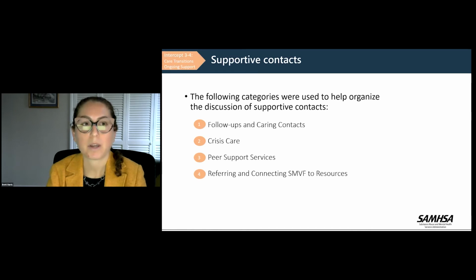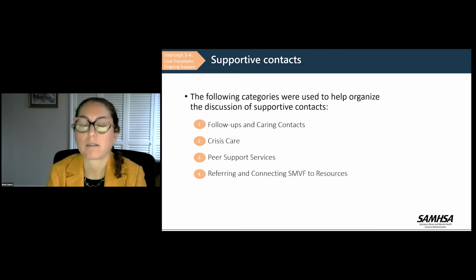So Intercept 3 and 4, we're going to cover together on supportive contacts. And there's really a lot of information here. So we broke it down a few different ways. So follow-ups and caring contacts, crisis care, peer support services, and referring and connecting SMVF to resources.